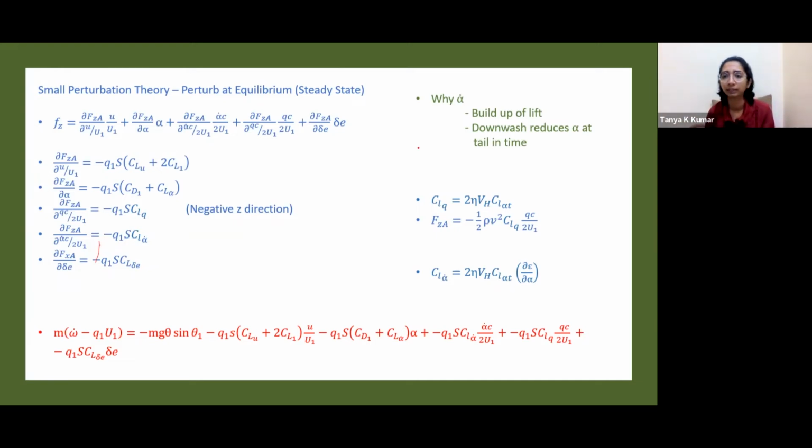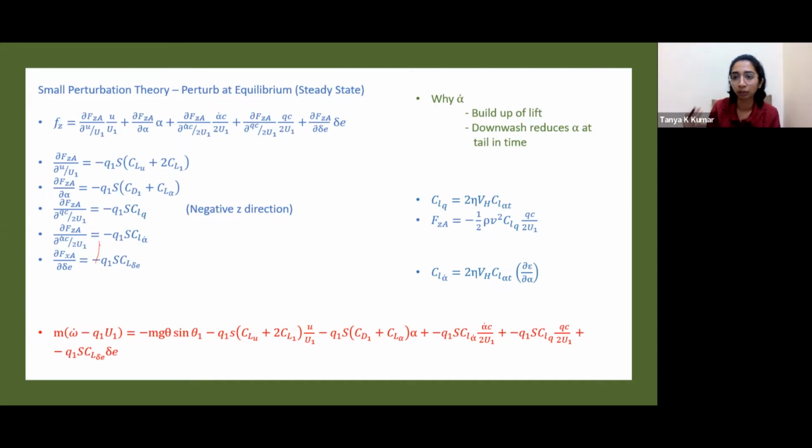Now we discussed in the previous class why we are bringing alpha dot into the picture. Because when we want the aircraft to fly at a particular angle of attack, it takes time to achieve that angle of attack. It doesn't directly reach that angle of attack. So over time, your angle of attack varies and reaches the desired value. So there is a variation with time.